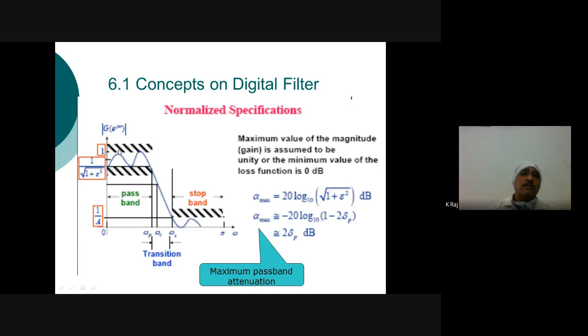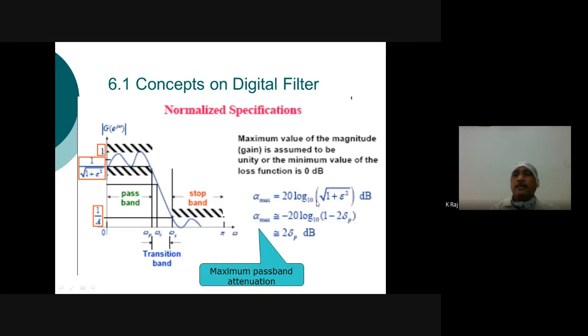Here, the maximum value is 1, and the value at which the ripples have been taken, or the attenuated value, is 1 upon square root of 1 plus epsilon square, and the value that starts in the stop band is given by 1 by A. So the maximum value of the magnitude gain is assumed to be unity, or the minimum value of the loss function is 0 dB.